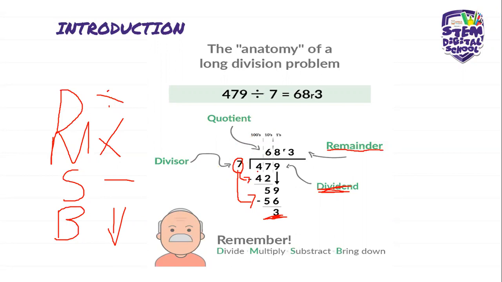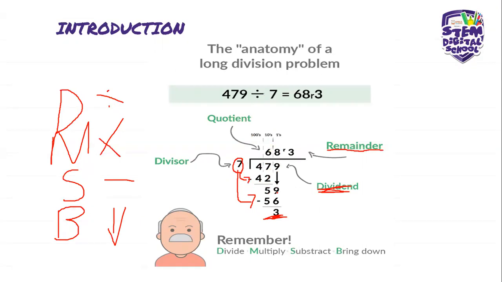Here we said 7 into 47 goes how many times? We know 47 is not a multiple. So what is the closest multiple of 7 close to 47? It's 42. How many times does 7 go into 42? 6 times. 6 times 7 is 42. 47 minus 42 gives me 5. Bring down the 9. 7 into 59.